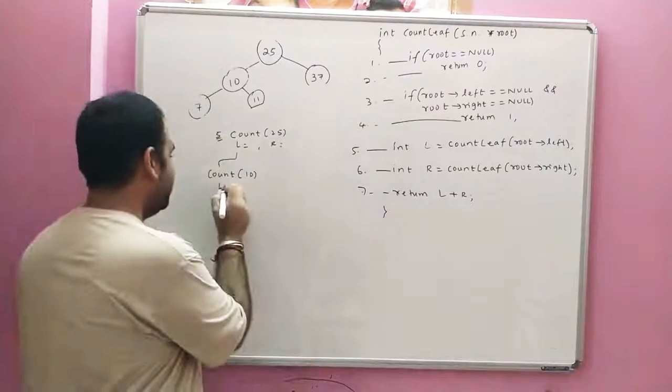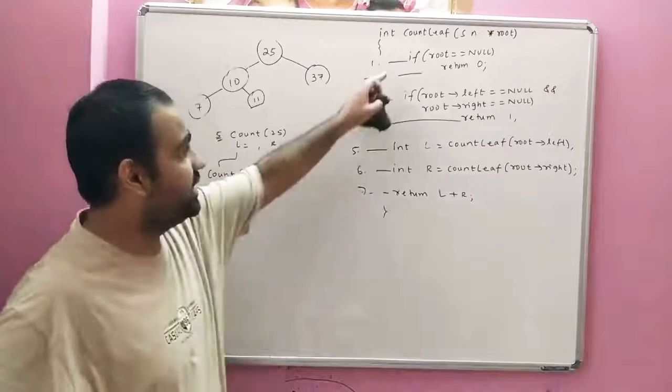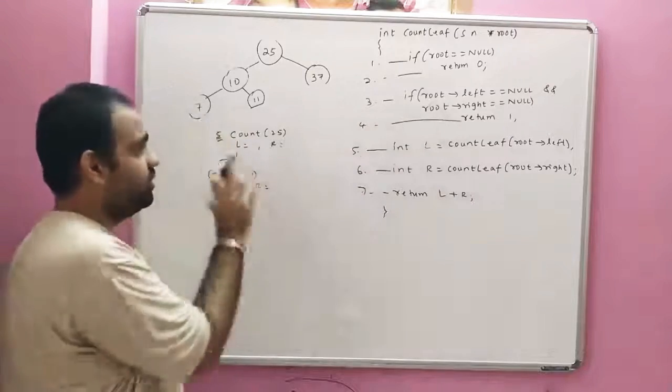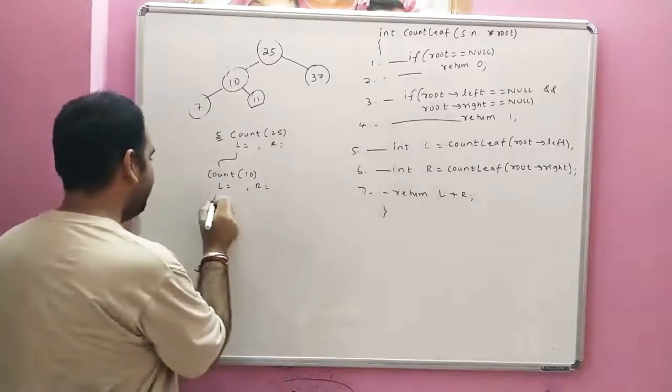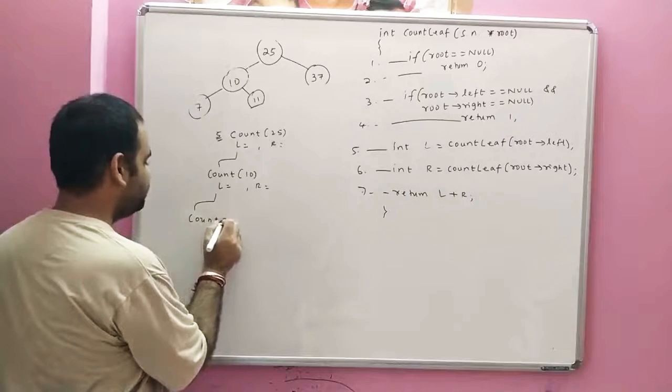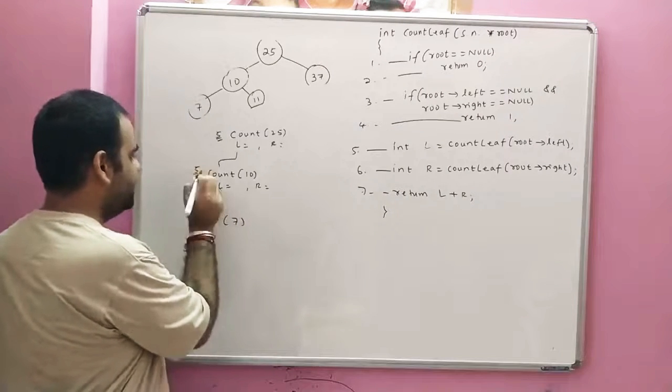And again there are two variables L and R. Is 10 equal to null? No. Is 10 arrow left equal to null? No. Again you execute line number 5. You say count of 7 and the return line number is 5.